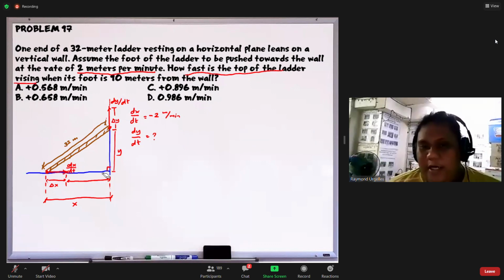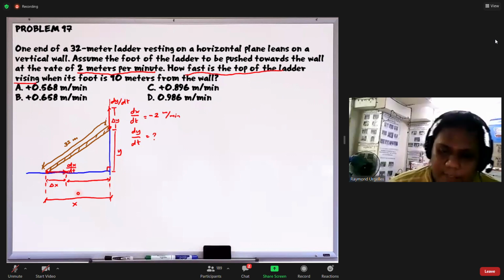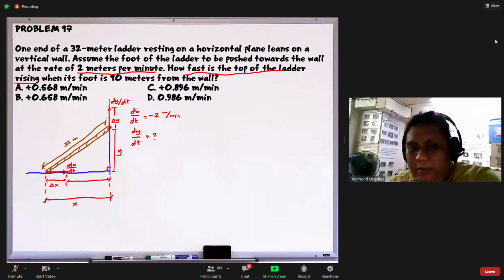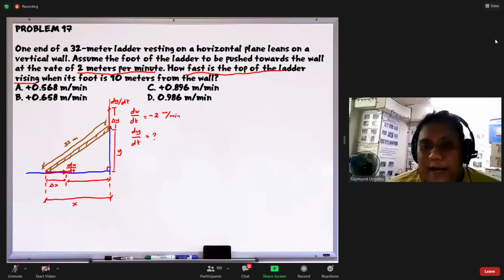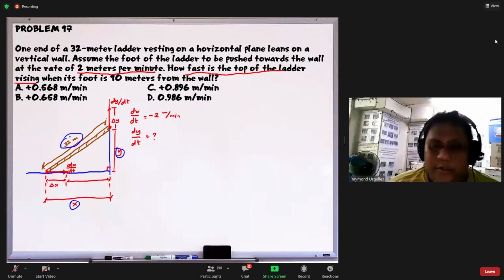So ang variable lang natin dito is yung x and y natin, kasi nagbabago yung value nila depende doon sa motion ng ladder natin. Okay? Nakuha ba? So we need to relate x and y. Base dun sa fact na laging right triangle yung na-form natin, yung legs are always x and y, so yun yung nagbabago sa equation natin. But the hypotenuse is always 32 meters.